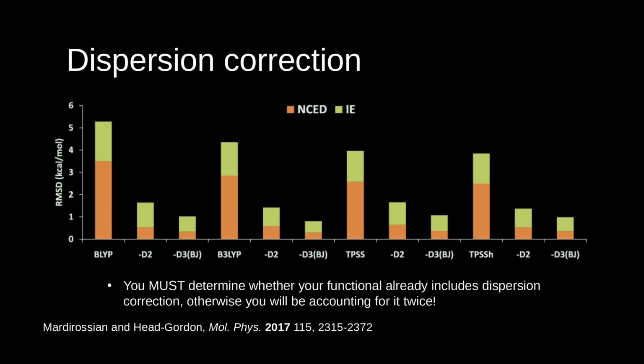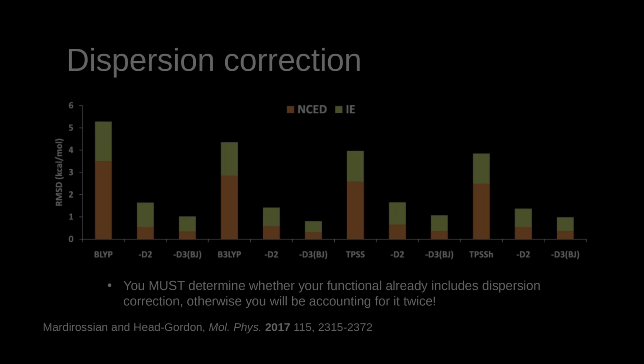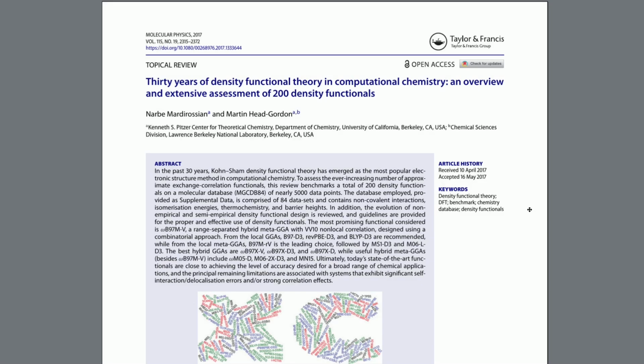So something like omega B97X-V has dispersion correction already built in, so you would not want to add an additional dispersion correction. But something like B3LYP does not have dispersion correction, so you would want to add this to your functional.